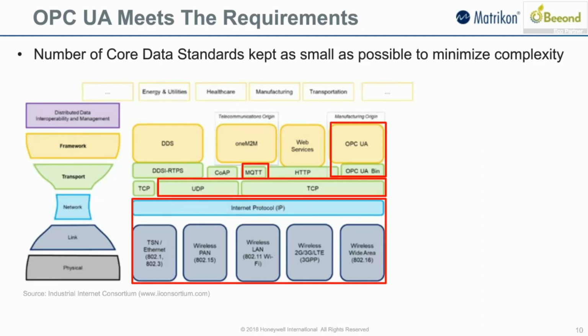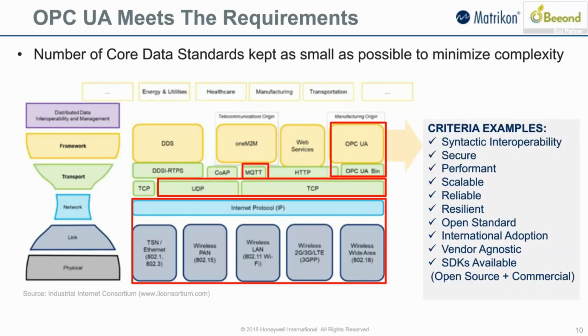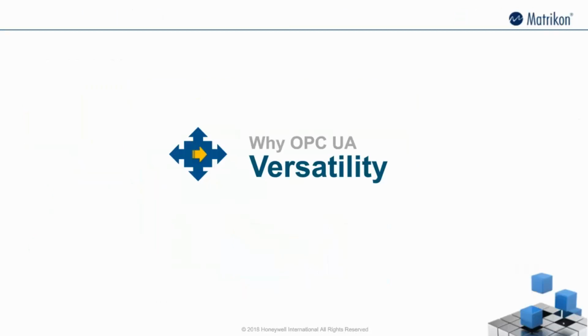But when you go to OPC UA, you've got a large swath of these core functionalities within the communication standards covered by OPC UA. So some of the examples of what's required for a standard to be added into the IIRA framework are things like syntactic interoperability. It has to be secure, performant, scalable, reliable, resilient, etc. You can go down the list. So there's quite a bit in there, and basically that's where OPC comes to shine.